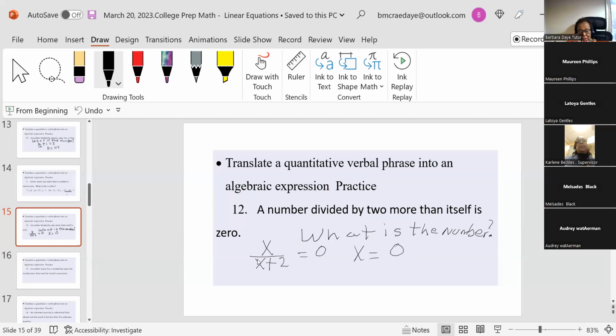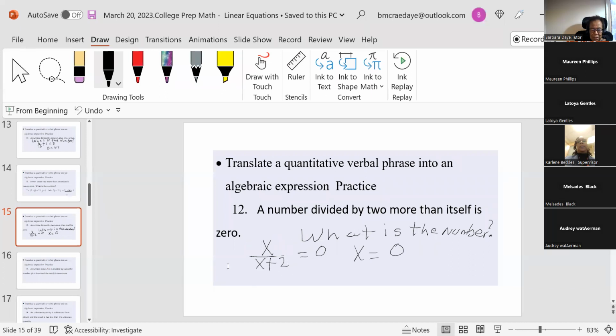I said nothing again. What is it, Audrey? I went blank again. Oh, you went blank again. Yeah, I don't know what. It's here on the screen this time. So you have the number X divided by 2 more than itself. So that's X plus 2.